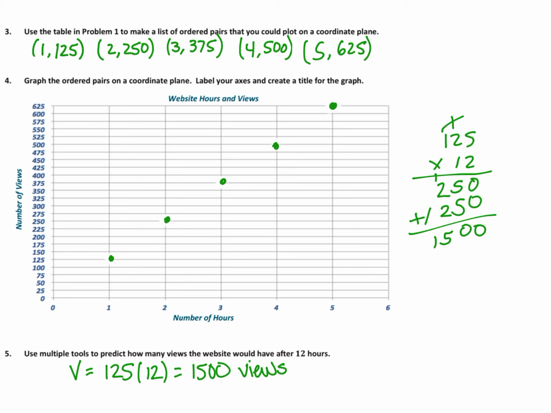Another way to think about this is after 4 hours we had 500 views. So to get to 12, I just have to multiply by 3 because 4 times 3 is 12, and 500 times 3 is 1,500, which is the same as what we have here. So there are two different methods to get to the same answer.